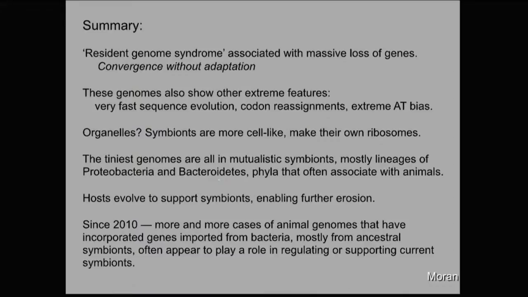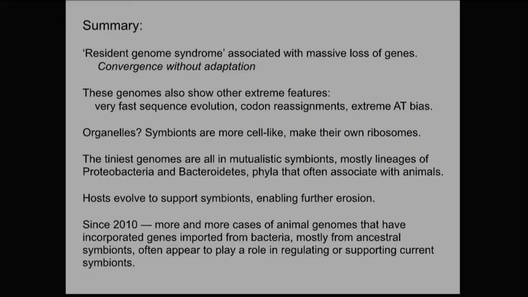The tiniest genomes are all in these mutualistic symbionts, mostly lineages of proteobacteria and Bacteroidetes. Those are phyla that commonly associate with animals, so they're the ones that have moved into these situations. And hosts evolved to support the symbionts, and this probably just leads to even more erosion, right? You support them, and then they erode even further.